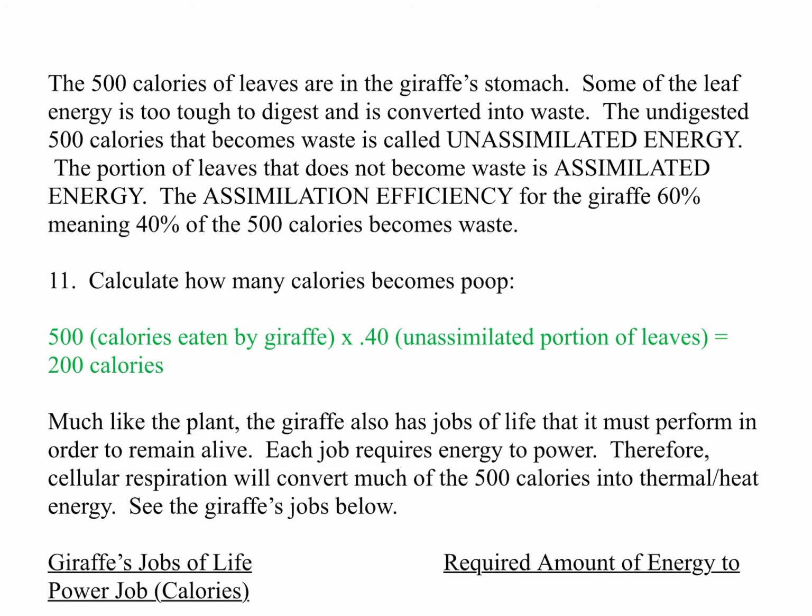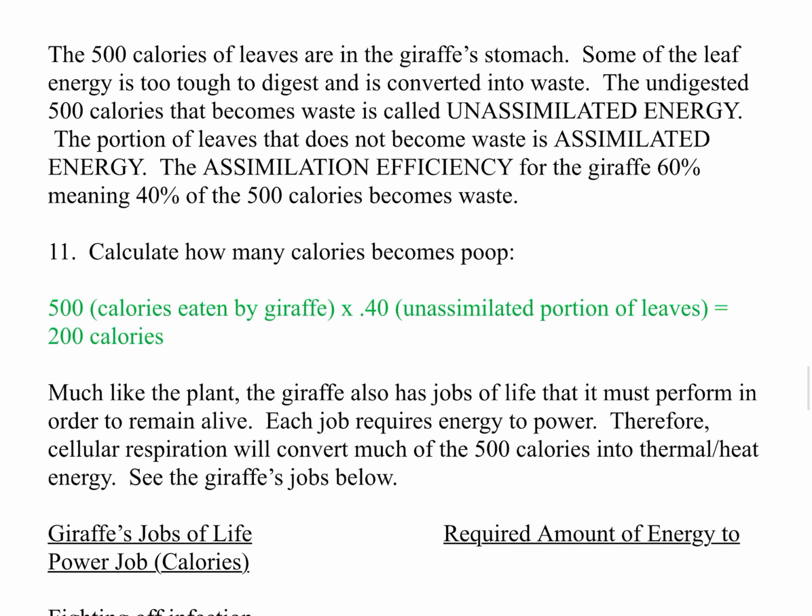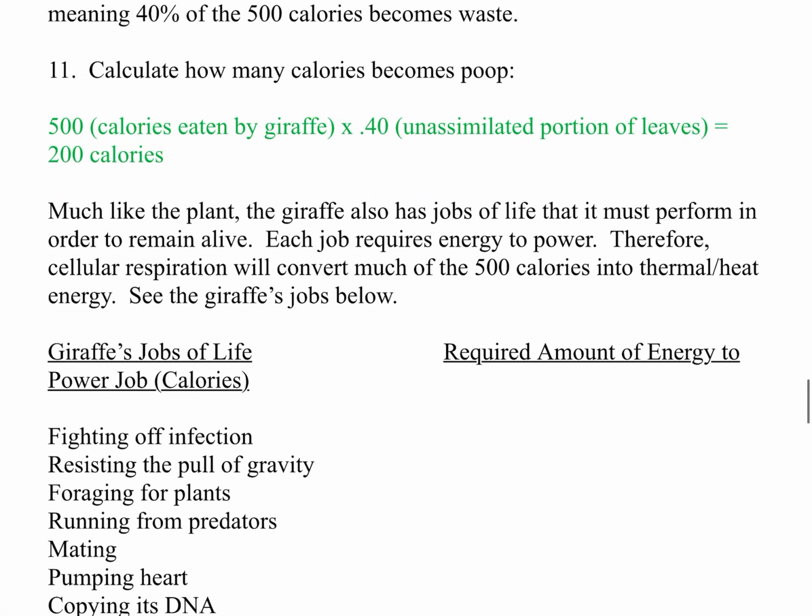Let's kind of explore what happens to the 500 calories. The 500 calories of leaves are in the giraffe's stomach. Some of the leaf energy is too tough to digest, and that is converted into waste. The undigested 500 calories that becomes waste is what we call unassimilated energy. The portion of leaves that does not become waste is called assimilated energy. The assimilation efficiency for the giraffe is 60%, meaning 40% of the 500 calories becomes waste. So let's do some calculations. Calculate how many calories become poop.